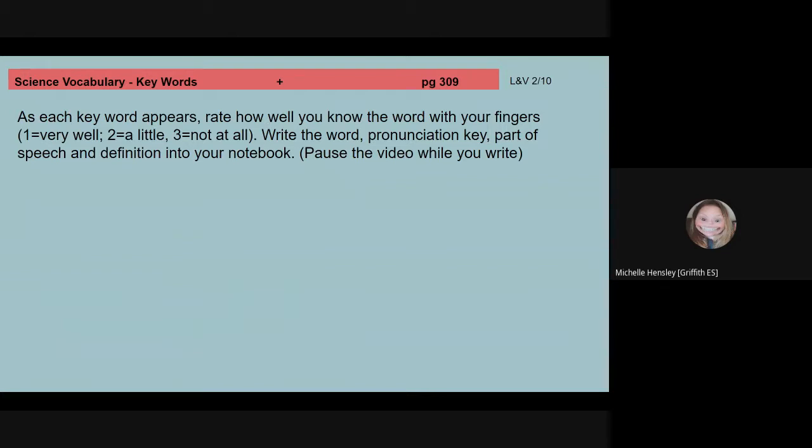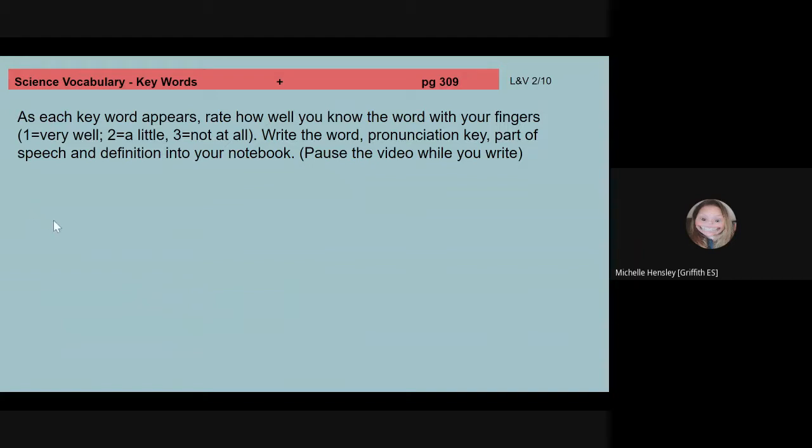So you can either put your fingers up in the air, 1, 2, or 3, or in this setting, what I like to do is jot down a little 1, 2, or 3 next to the word in your notebook. That way you can look back at the end of the week and say, how well did I know that word when we started out this week? And at the end of the week, you can say, you know what? I might have started off at a 3, but now I am a 1. I know that word well.